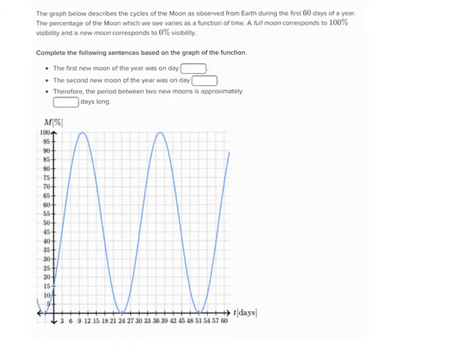It says the graph below describes the cycles of the moon as observed from Earth during the first 60 days of the year. The percentage of the moon which we see varies as a function of time. A full moon is 100%. So when the moon is full, that equals 100%. Okay? And a new moon corresponds to 0%. So a new moon is 0%.